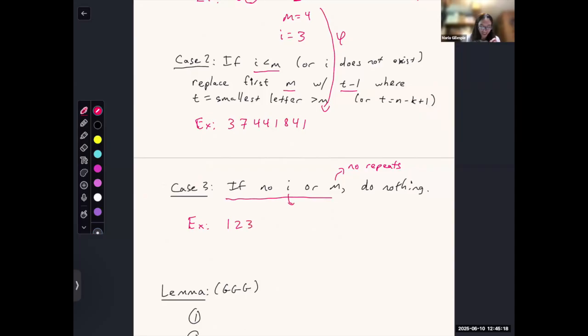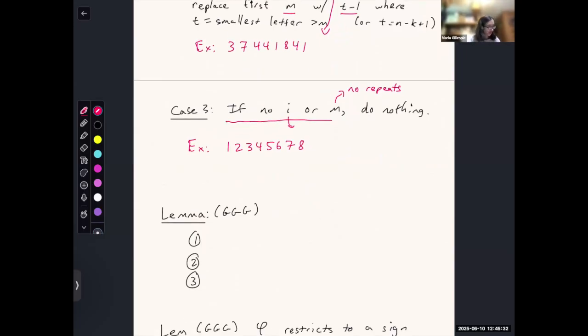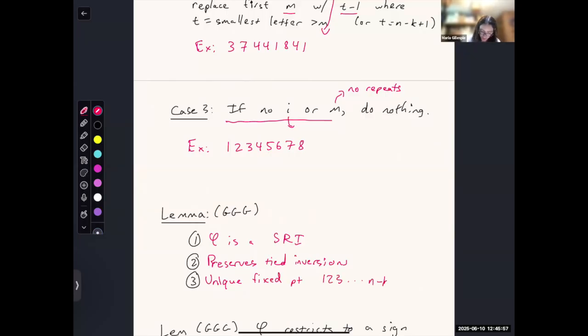So the only example is something like this, right? You can only have the all increasing word being your only fixed point. And so this is a sign reversing involution with only one fixed point. And so the lemma, I'm going to write out the facts that we know about this. So phi is a sign reversing involution. It preserves tide inversions. And it has a unique fixed point, 1, 2, 3 up to n minus k, right?